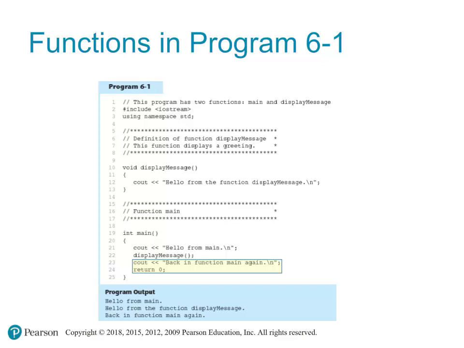So main and display message are both function definitions. Display message is a function call. Cout hello from main and the other cout statements are part of the function bodies. A function call like display message transfers control to the called function. Once the called function completes its task, control returns to the calling function, resuming execution from the point of the call.